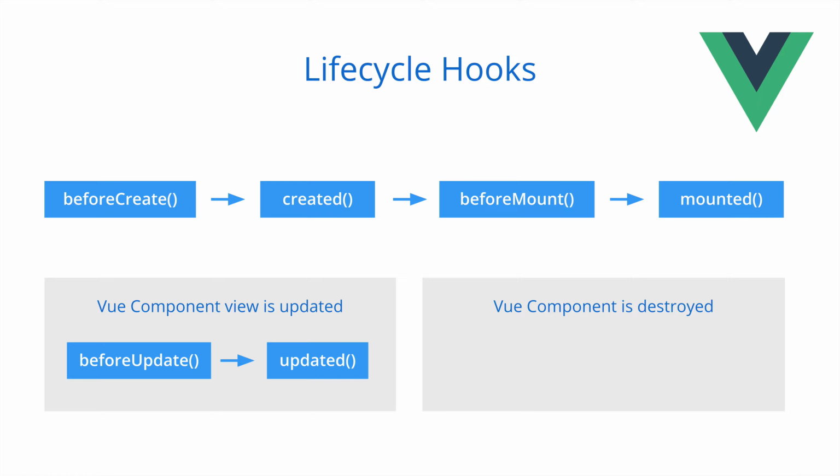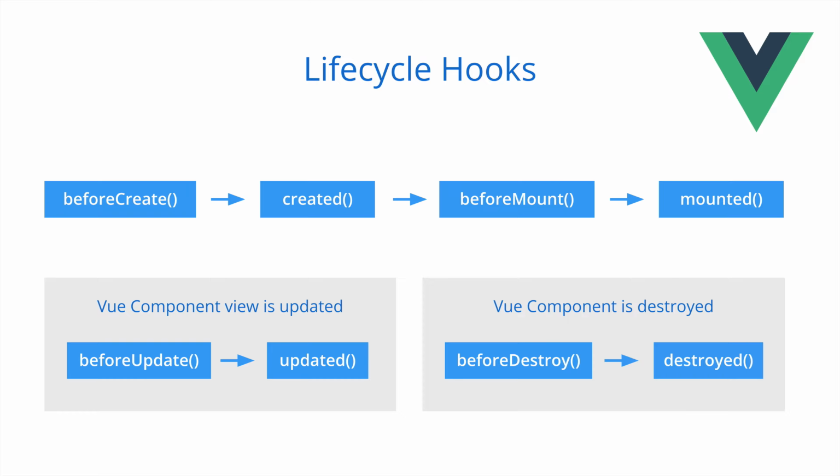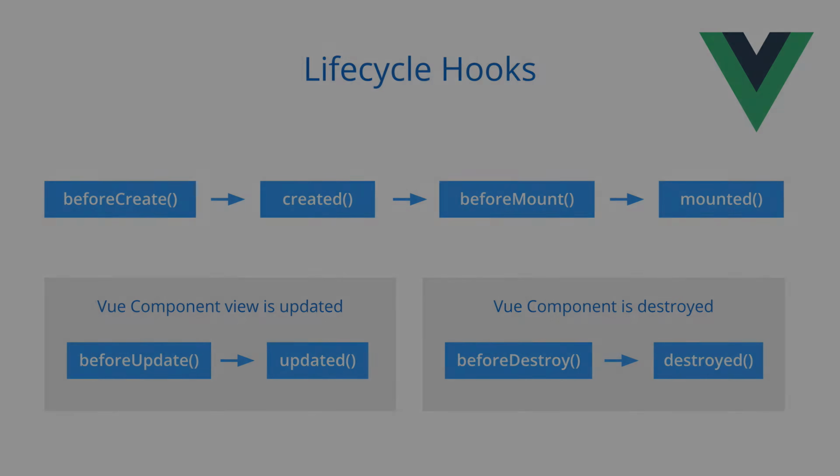Finally, we have two more hooks which are fired when your Vue component is destroyed. So what does that mean, destroyed? Well, let's say you're on one particular page and you navigate away from that page and a new page is loaded into the browser. Well, that first page will fire these destroyed hooks at that point. The first one is the beforeDestroy hook, which will be fired just before the Vue component is destroyed. And then the destroyed hook, which will be fired at the point where your component is destroyed.